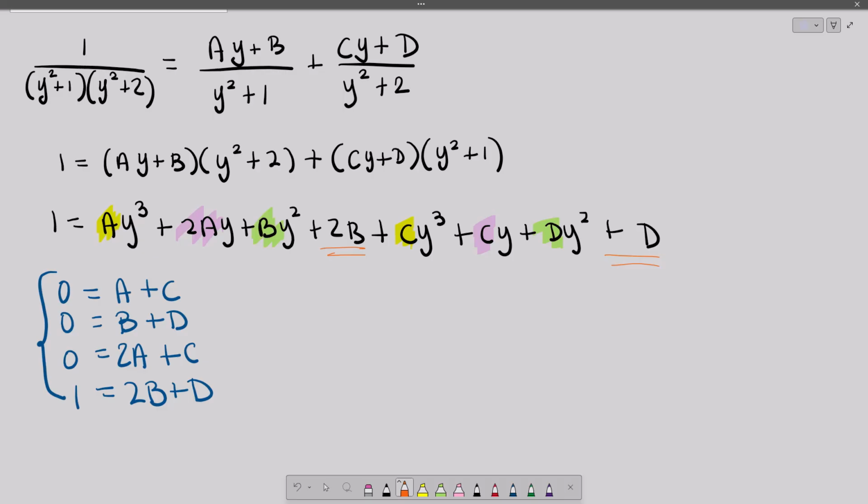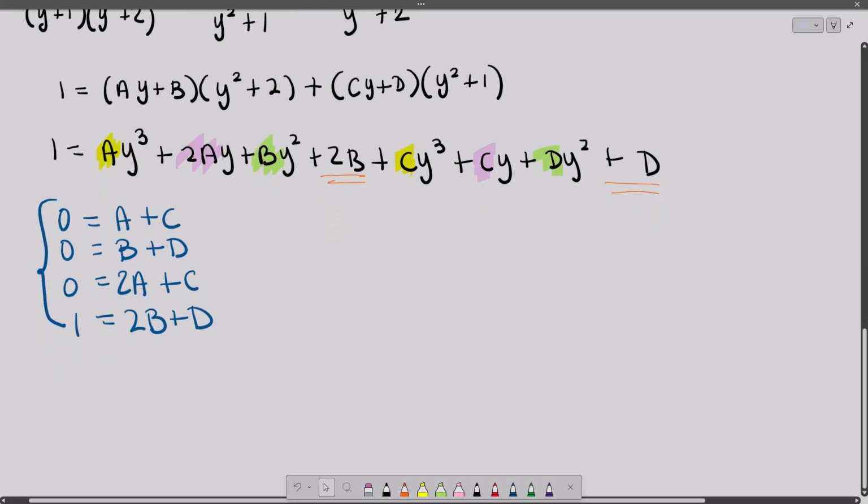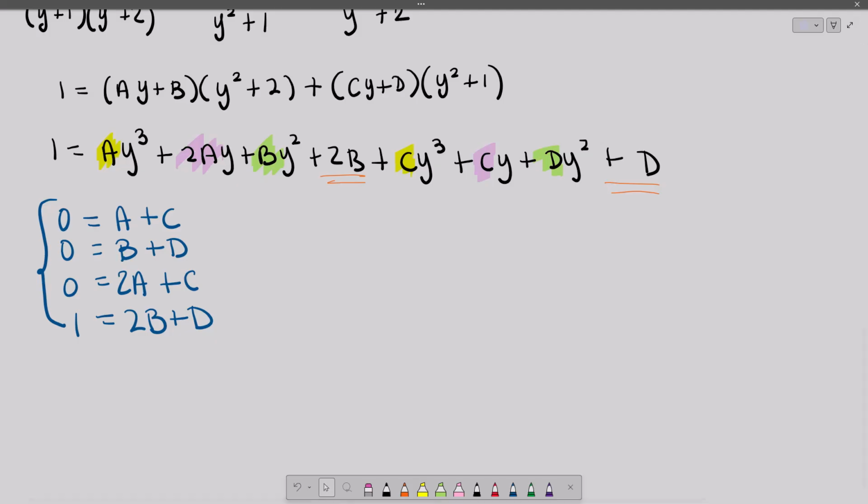Did you all get that system? After looking at the board, yes. So from here, you're going to pair off your equations. Pair off the equations. These are my systems.